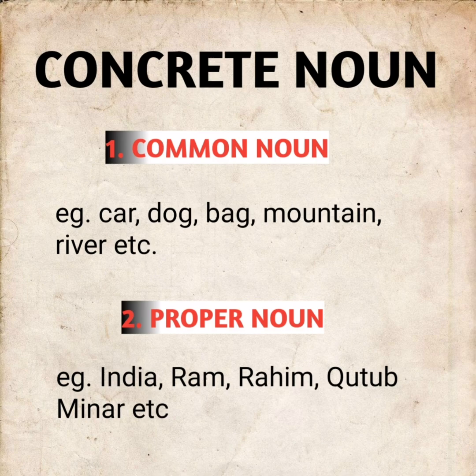On the other hand, a proper noun is the name of a particular person, place, or thing. And one more thing about proper nouns is that they are always capitalized in written English. Some examples of proper nouns are India, Ram, Rahim, Qutub Minar, etc.